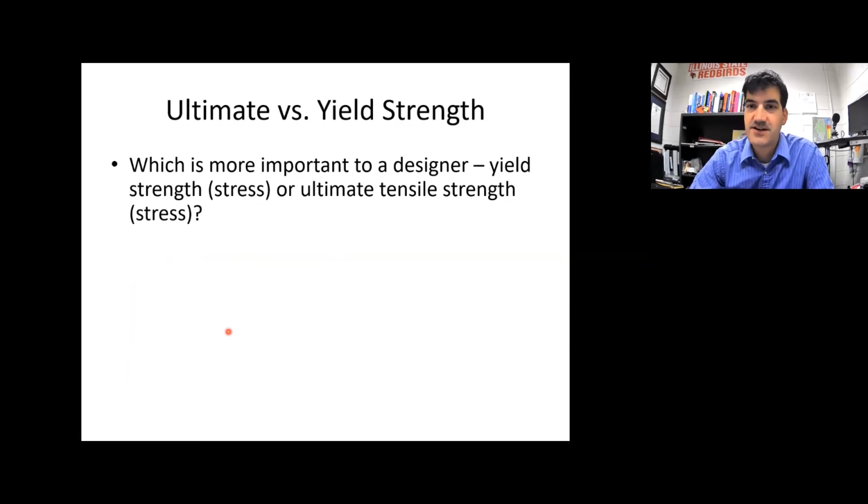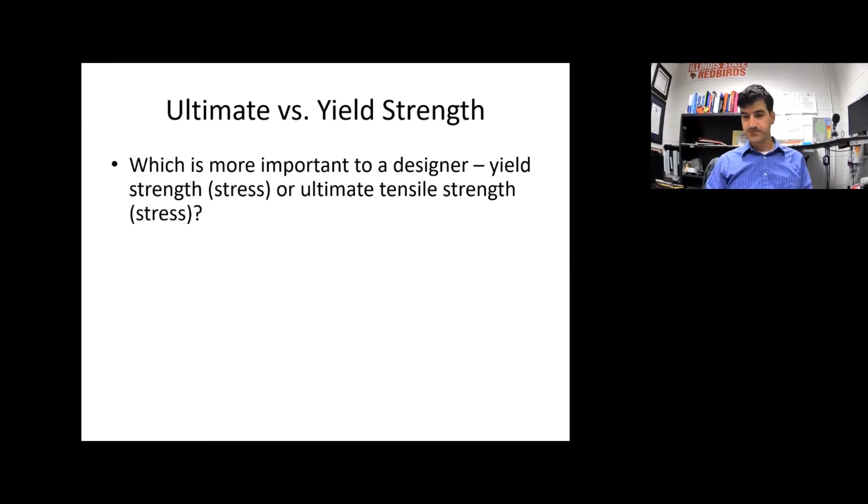All right, here's a little bit of food for thought. Let's say you're designing a part. All right, so you're designing a beam for a chassis for a car body or something like that. It doesn't matter, whatever it is. A beam for a bridge, something like that. So which is more important for you to know to work with? Is it more important for you to know the yield strength or the yield stress of the material, or is it more important to you to know the ultimate tensile strength, aka ultimate tensile stress of the material? What do you think?